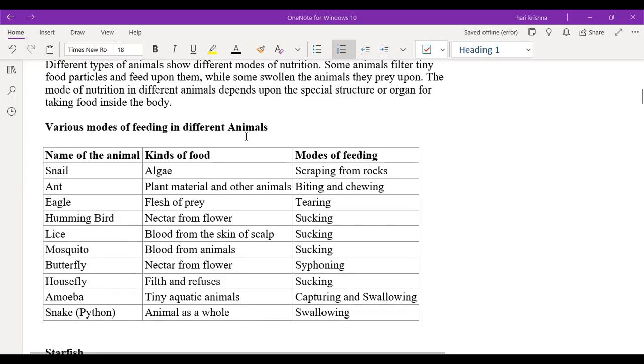Okay. Next one is a hummingbird. Generally, the hummingbird depends upon the nectar of the flowers. Then what is the mode of feeding in the case of the hummingbird? Sir, it will suck. It will suck the nectar from the flowers, right?